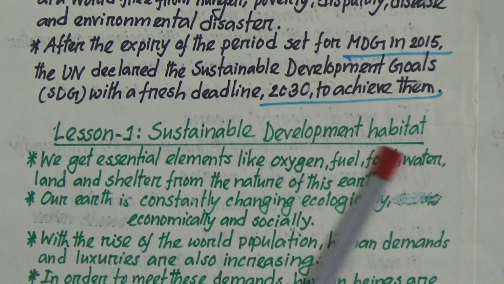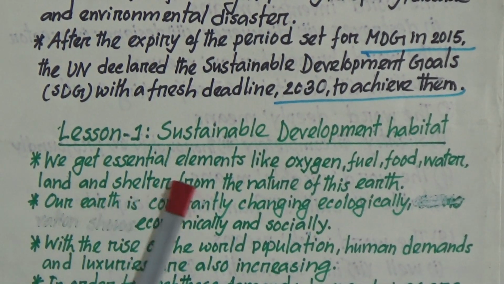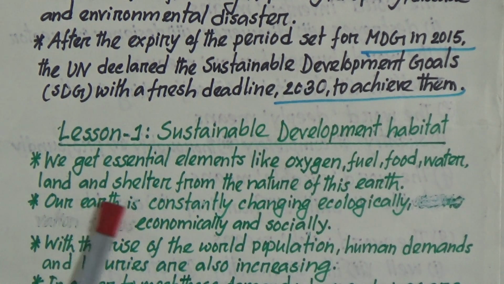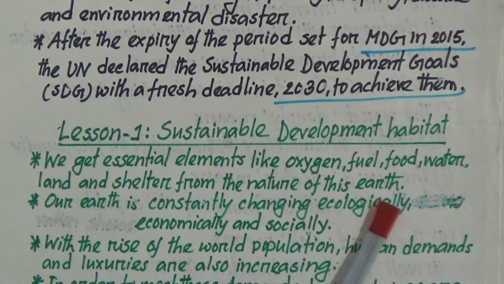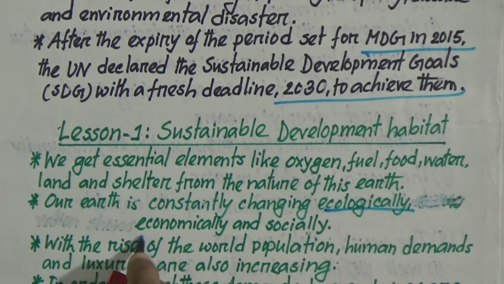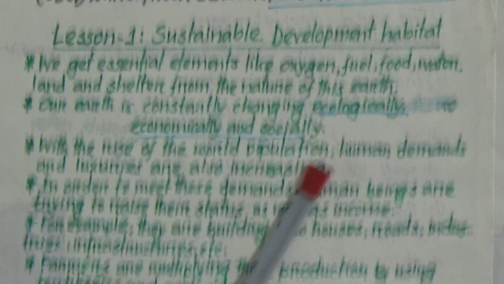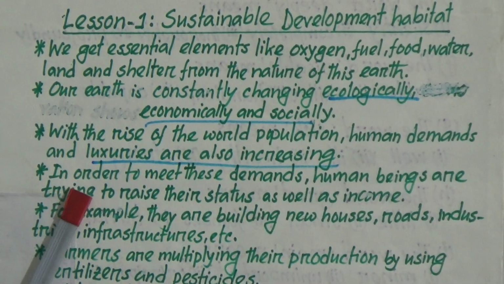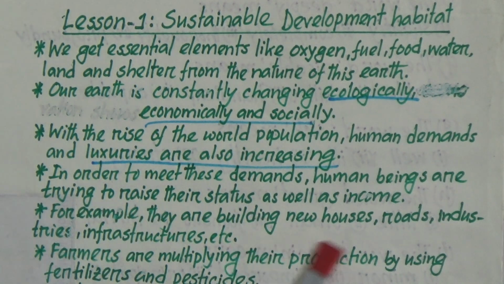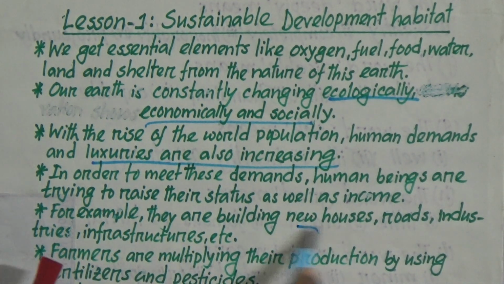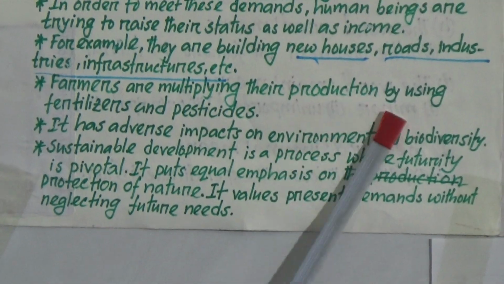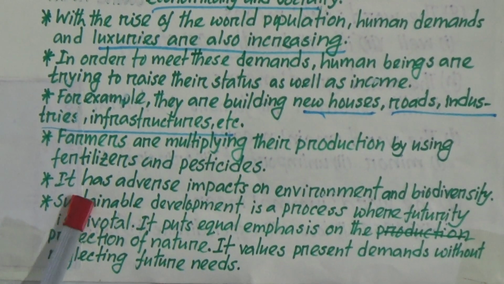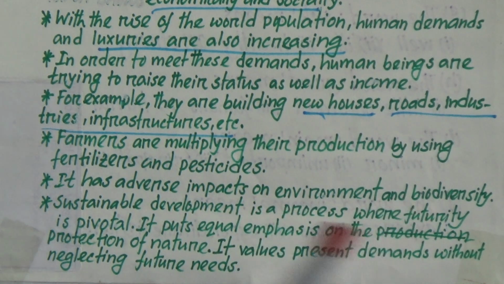Lesson 1, Sustainable Development Habitat. We get essential elements like oxygen, fuel, food, water, land, and shelter from the nature of this earth. Our earth is constantly changing ecologically, economically, and socially. So with the rise of the world populations, human demands and luxuries are also increasing. In order to meet these demands, human beings are trying to raise their status as well as income. For example, they are building new houses, roads, industries, and infrastructures. Farmers are multiplying their productions by using fertilizers and pesticides. It has adverse impact on environment and biodiversity.